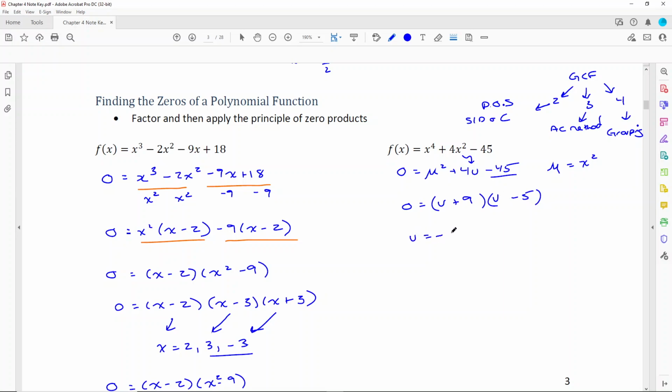I'd say u equals negative 9 and u equals 5. But I wasn't solving for u, I was solving for x squared. So I would replace the u with an x squared, and I'd say x squared equals negative 9 and x squared equals 5, and then I would solve. X equals plus or minus the square root of negative 9, which of course simplifies to plus or minus 3i, and then x equals plus or minus the square root of 5, and that's as far as it'll go. So this one had 4 x-intercepts.